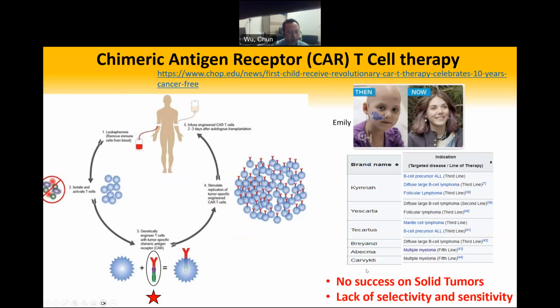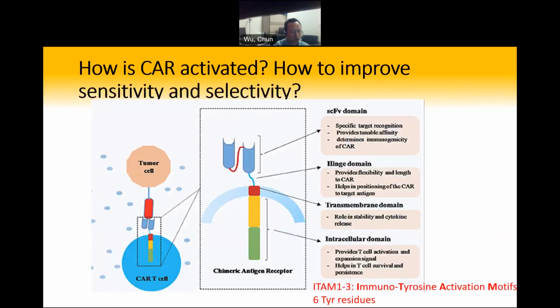And if this benefit can be extended to solid tumors, that will bring the benefit to a much bigger population. Yet, no success has been achieved on solid tumors due to a lack of selectivity and sensitivity. Well, how do we improve that? We first have to try to understand how it works.